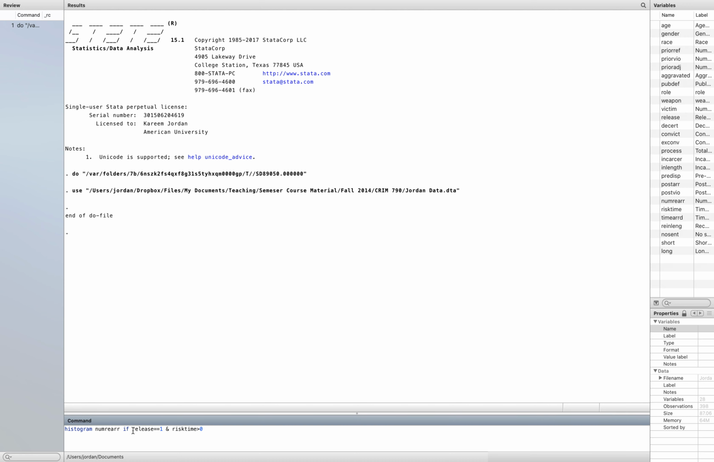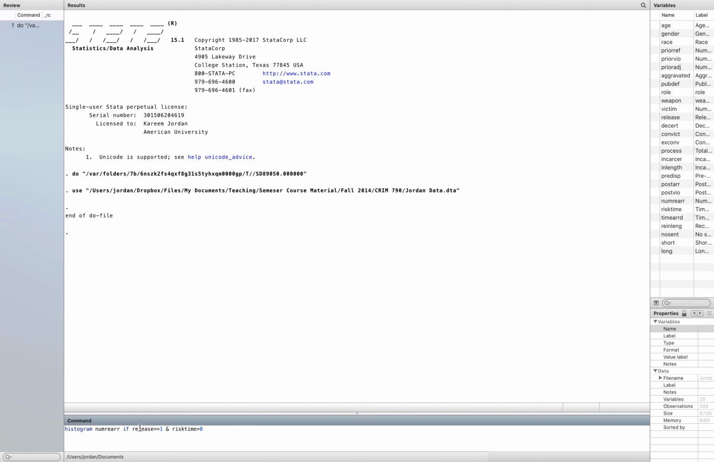If I'm looking at the number of rearrests, I only want to look at people who were released. So the number of rearrests, if they were released and their time at risk is greater than 0. Time at risk just means the time that they were on the street, the time that they actually had the ability to get rearrested. So time at risk greater than 0, because I want them to have had some time to actually have been rearrested. So histogram, number of rearrests.